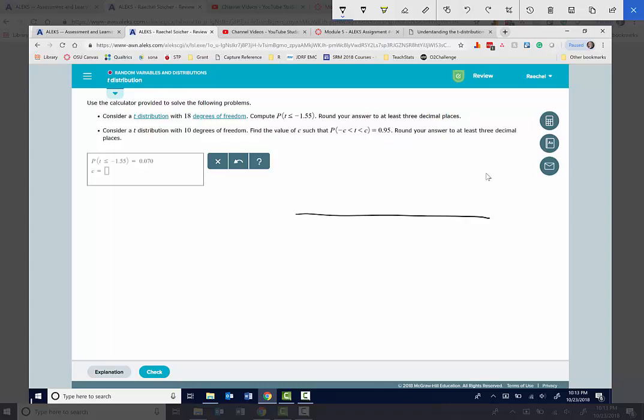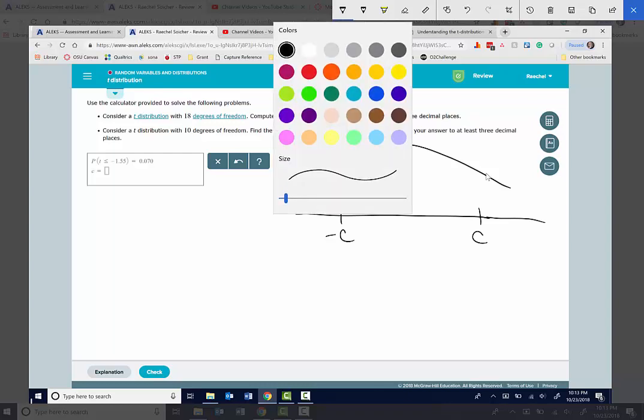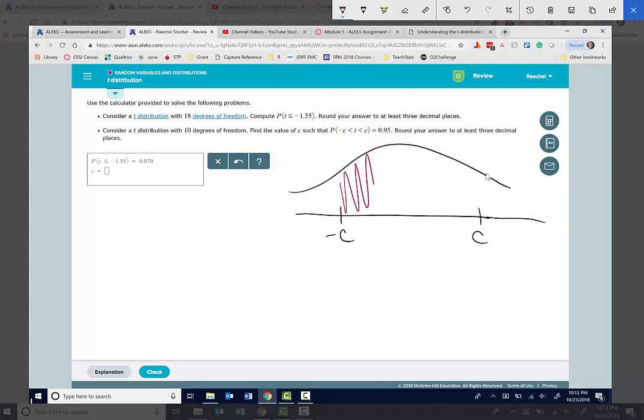So we have a little bit fatter of a distribution now, still sort of approximating normal, but we have some value negative c and c, that this shaded part under the curve is equal to 0.95.